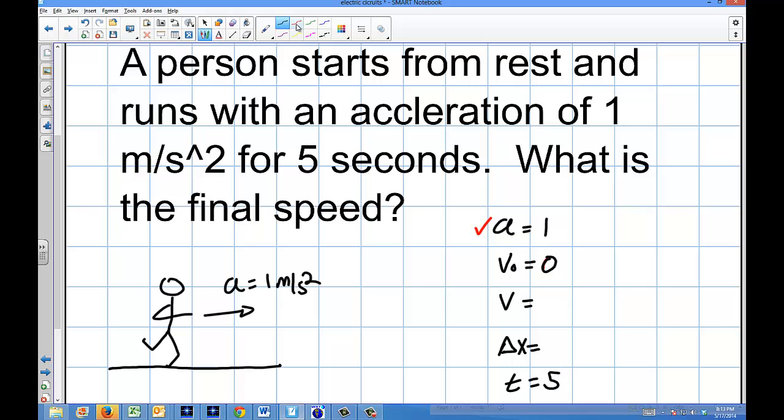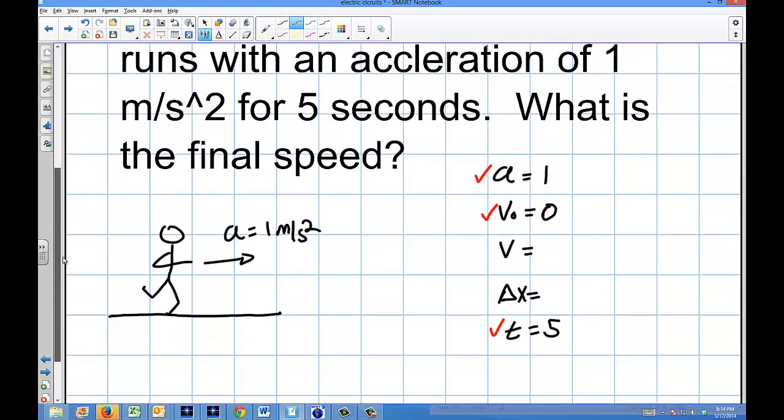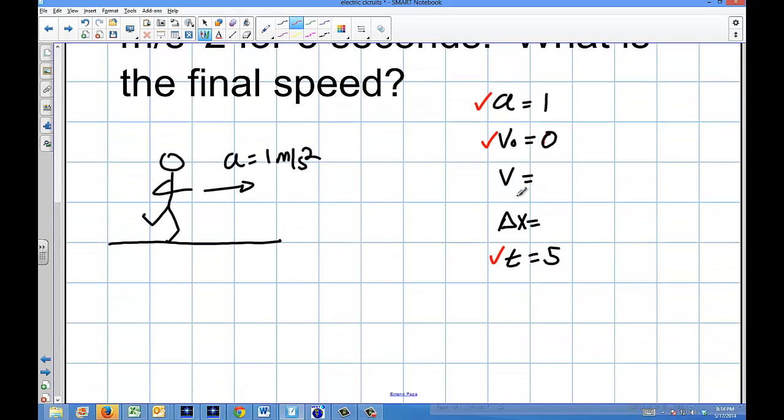So I do have 3 variables, so I can go ahead and start solving. I'm going to say, what's the final speed? Well, what equations involve acceleration, v initial, and final speed? Well, we can take a look at this equation here. V final equals V initial plus AT.